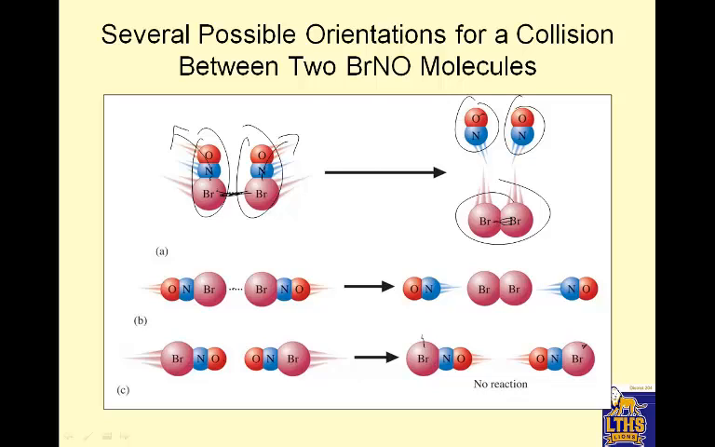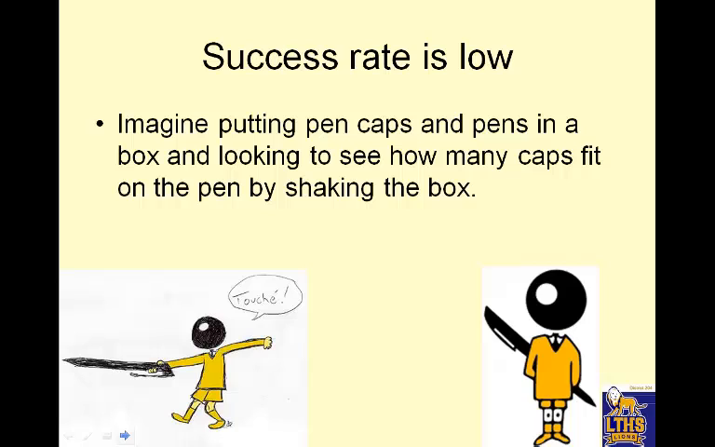And if you think about it, this is rotating them at a 90-degree angle. There are bajillions of ways to orient these things, and they have to be pretty much right on with enough energy. So the success rate is low.